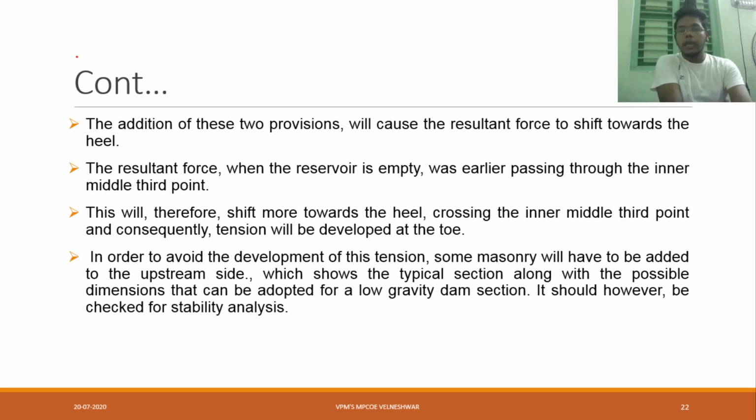Now the addition of these two provisions will cause a resultant force to shift towards the hill. Due to these two provisions, some resultant force will be added to the hill location. The resultant force when the reservoir is empty was earlier passing through the inner middle third part. Obviously two conditions we have to remember, one with water and one without water. This will therefore shift more towards the hill, crossing the inner middle third part. Consequently tension will be developed at the toe. This happens due to this freeboard.